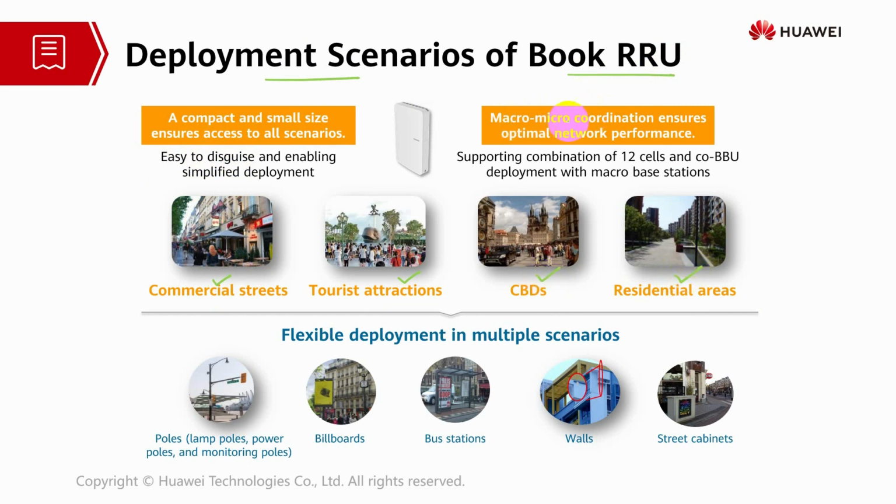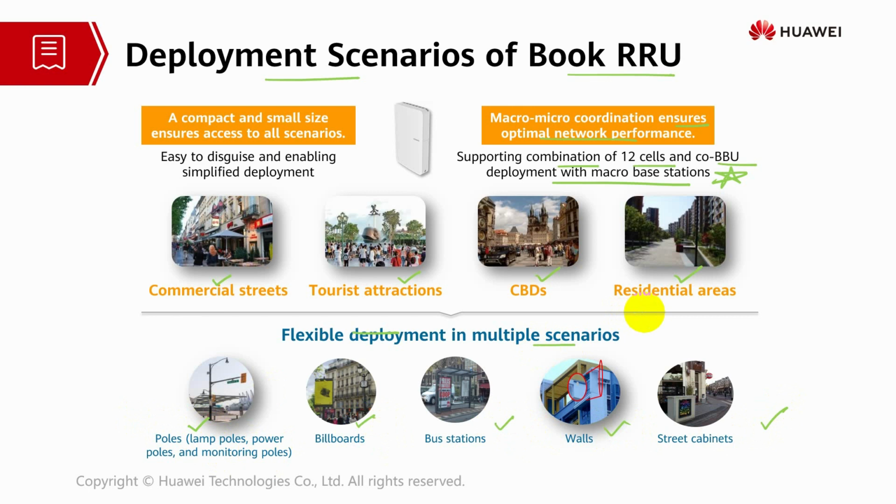It has macro-micro coordination that ensures optimal network performance. You can support the combination of 12 cells and co-BBU deployment with a macro base station. So this is the advantage of using the book RRU. Very flexible in multiple scenarios. For example, we can install it on a pole, lamp pole, power pole, monitoring poles, billboards, bus stations, walls, and street cabinets. So we can stay connected everywhere we are moving around. That is the main advantage of using a book RRU.